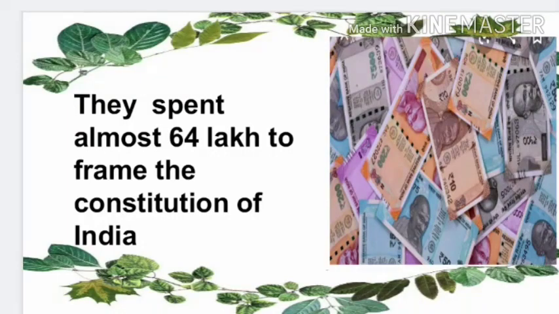They spent almost 64 lakh to frame the Constitution of India. Students, how much was spent to frame the Constitution of India? Yes, 64 lakhs.